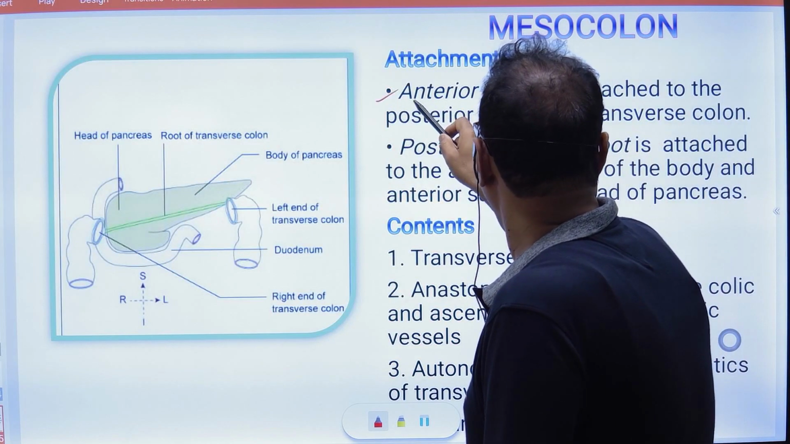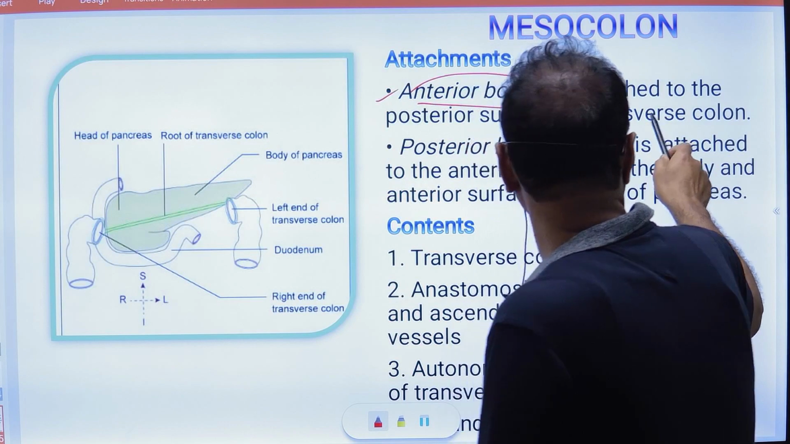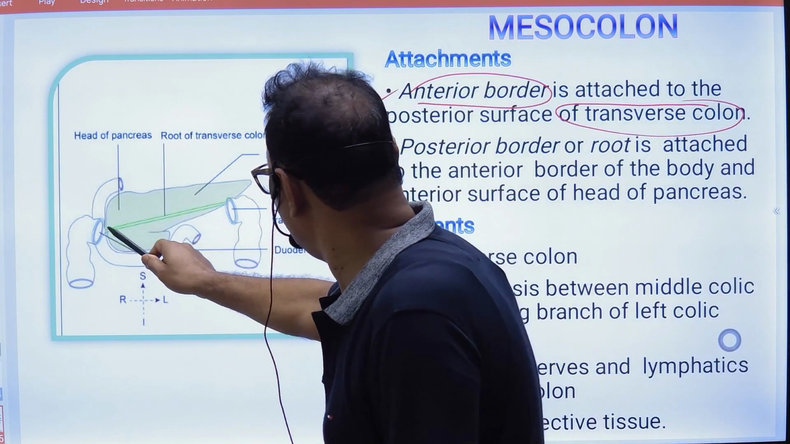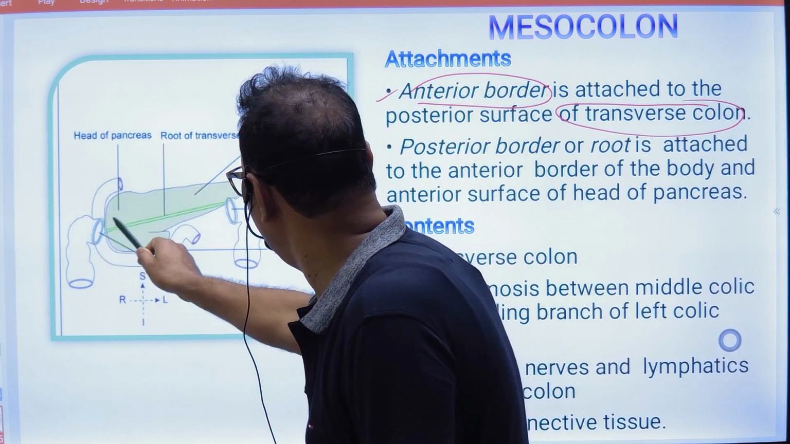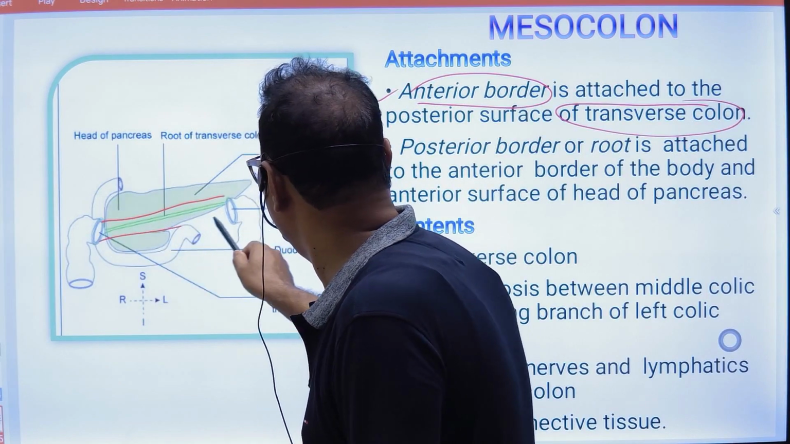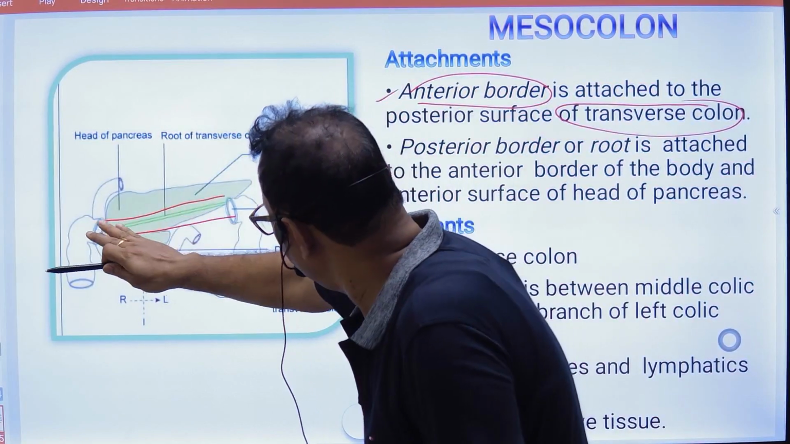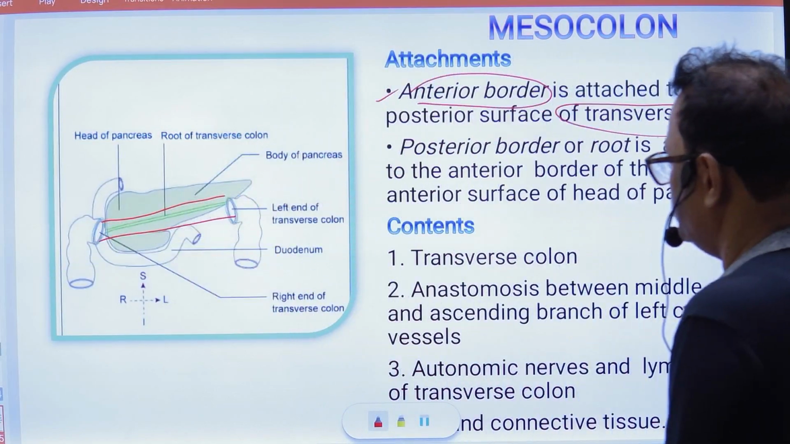Anterior border. This anterior border is attached to the posterior surface of the transverse colon. So this one is the transverse colon. Here you have got a transverse colon. If you combine this, this will become the transverse colon over here. So its root is attached to the posterior surface of the transverse mesocolon.